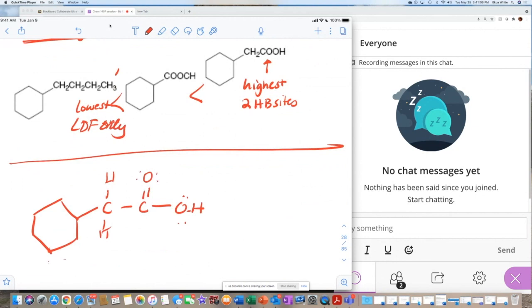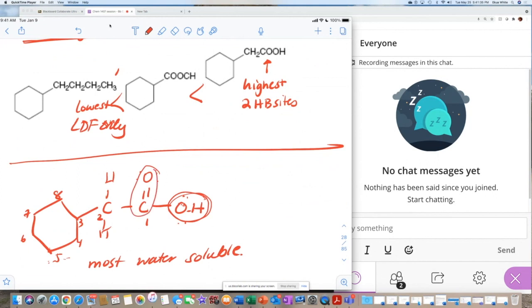Even though this compound here, which has hydrogen bonding, has 1, 2, 3, 4, 5, 6, 7, 8 carbons, it technically has one hydrogen bonding site, right? But it has two polar bonds. So this should be the most water soluble. Both this polar bond and that polar bond can each support up to 5 carbons, and we got 8. So of the three, this would be the most water soluble.